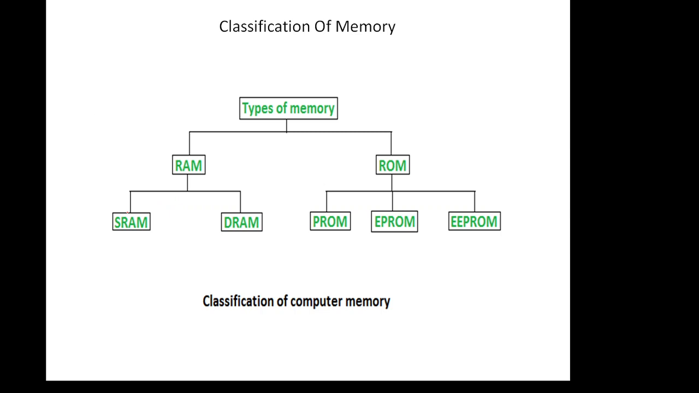So this is the classification of memory. In this classification, we are going to have the different types of memories. What are the different types of memories in computer organization? This is the diagram representing the different types of memories in computer organization. The first one is RAM and ROM. So what do you mean by RAM? RAM is nothing but random access memory.